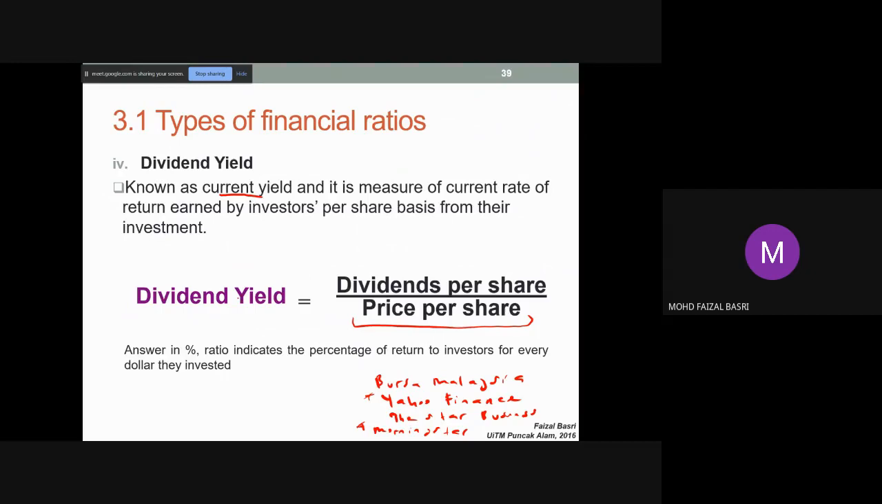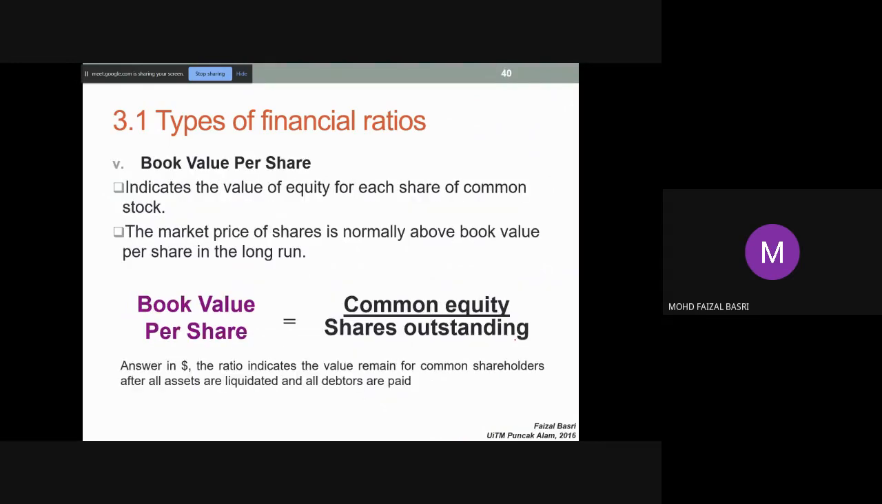All right, so for the dividend yield, when we talk about yield, the answer will be in percentage. So don't forget to multiply by 100. This indicates the percentage of returns for every dollar that you invested. Okay, two more, if I'm not mistaken. So we have BVPS, book value per share.